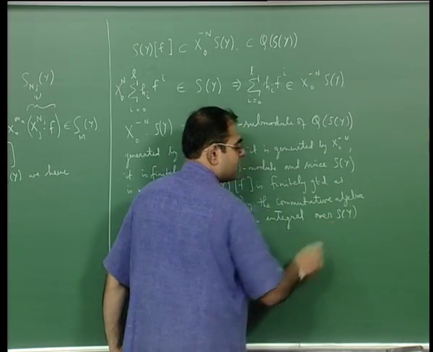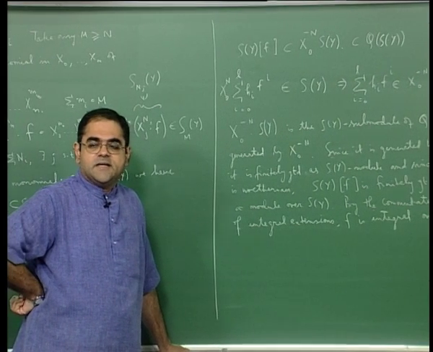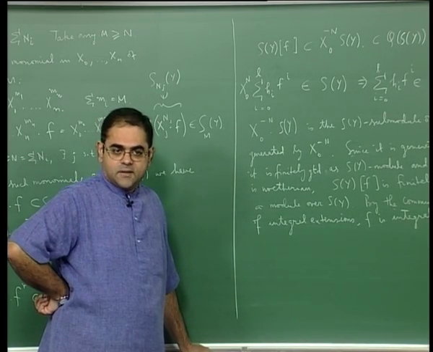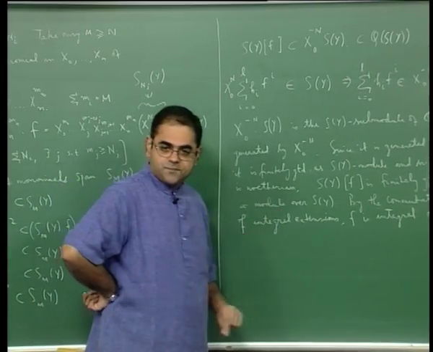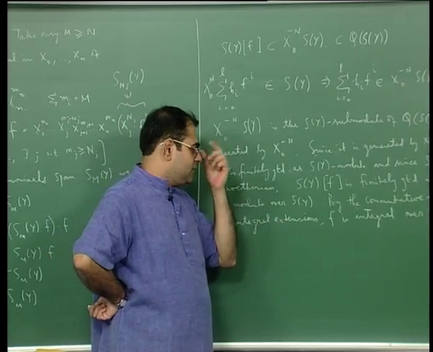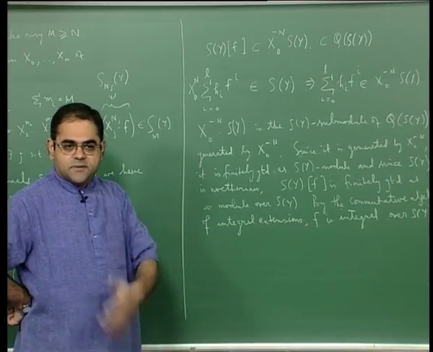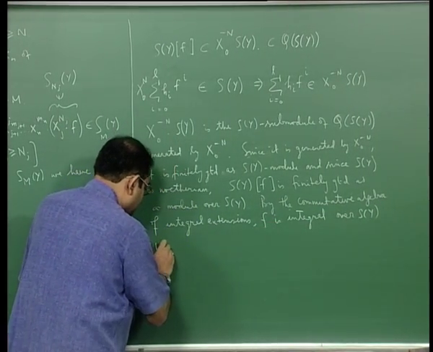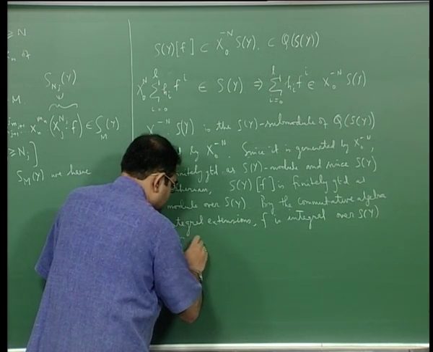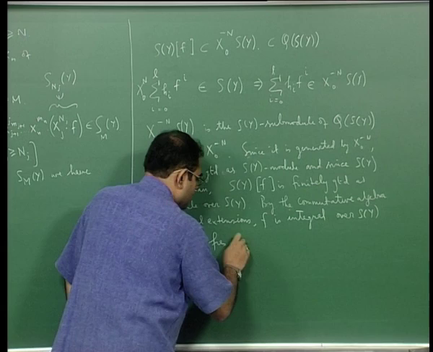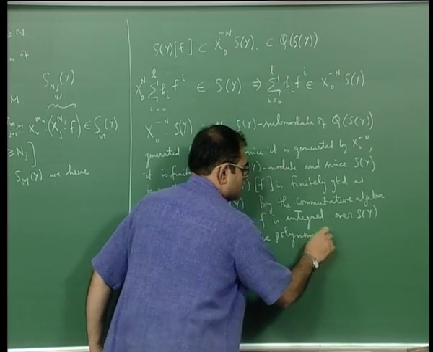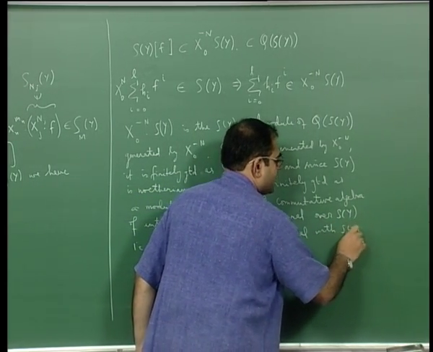This is some commutative algebra which you can easily look up in a book on commutative algebra. For example, a standard reference is Atiyah and Macdonald's Introduction to Commutative Algebra. You look at the chapter on integral extensions and you will find this, and it is very easy to prove. It's just an argument that involves some determinants. So by the commutative algebra of integral extensions, f is integral over Sy, that is, f satisfies a monic polynomial with Sy coefficients.